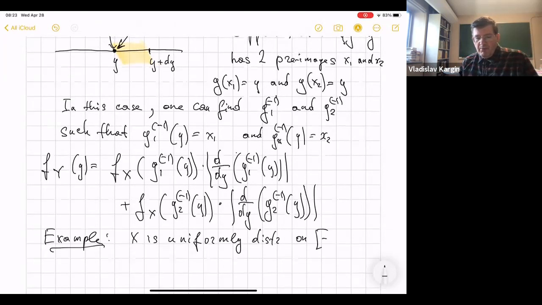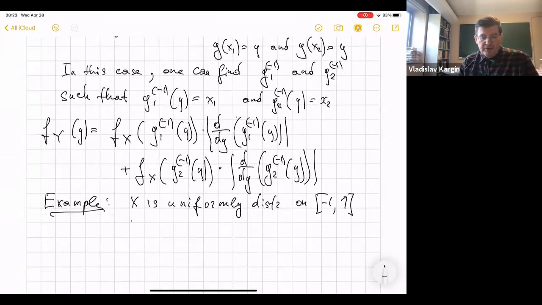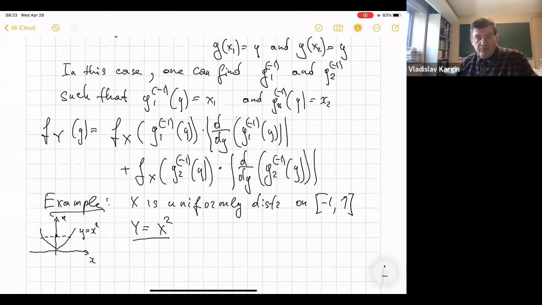On -1 and 1. Right? And so y is equal to, say, x squared. In this case, there is no one-to-one correspondence. If you have this function g, y is equal to x squared, this is x, this is y. If you fix some specific value of y, it will have two preimages.